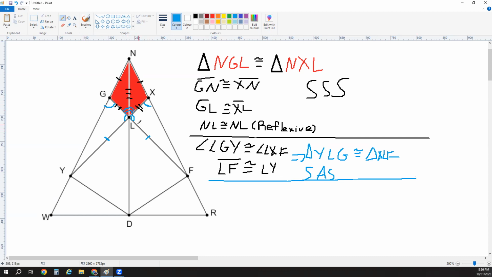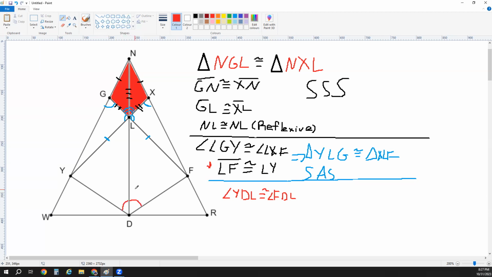We'll say that we know that LF and LY are the same lengths from the previous statement right here. And we know that angle YDL is congruent to angle FDL. So these two angles are congruent.